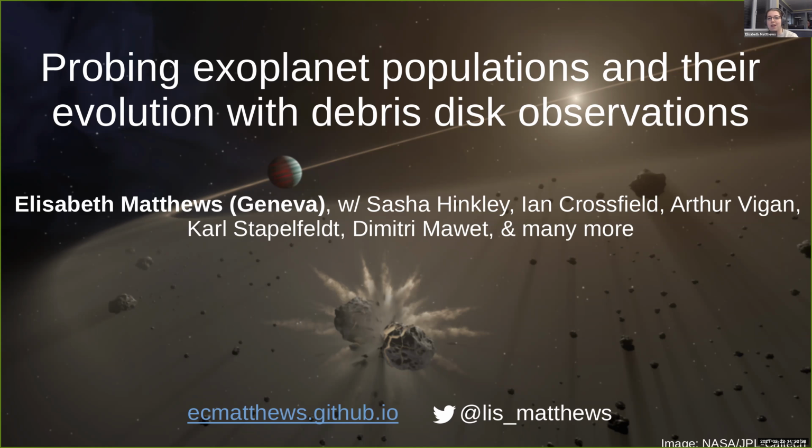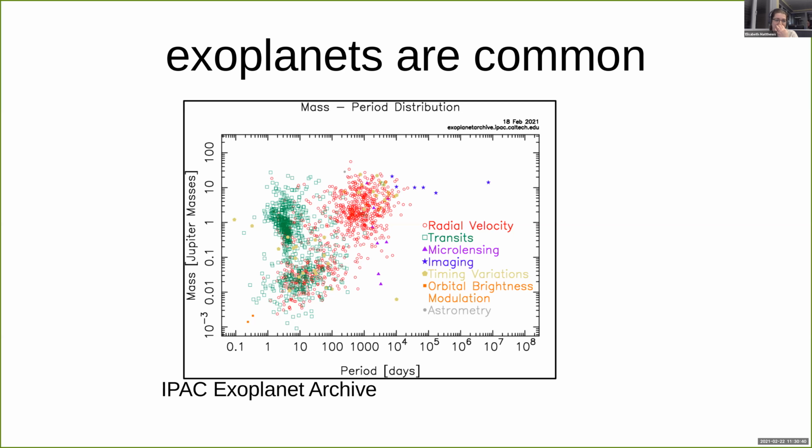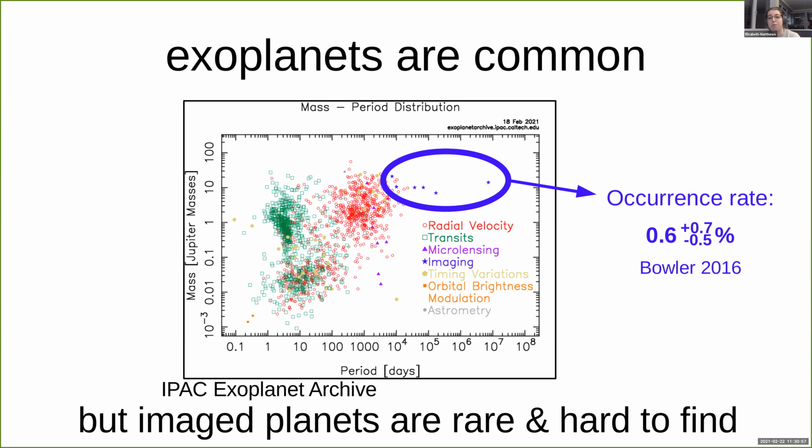So I'm going to start with the classic plot. Probably many of you have seen this plot many times before. This plot shows the roughly 4,000 planets that have been found to date. So exoplanets are common and we know about quite a lot of them, but you can see in this plot that the planets are color-coded by detection technique, and the subset of planets that have been directly imaged is pretty small. And that's both because these planets are intrinsically rare.